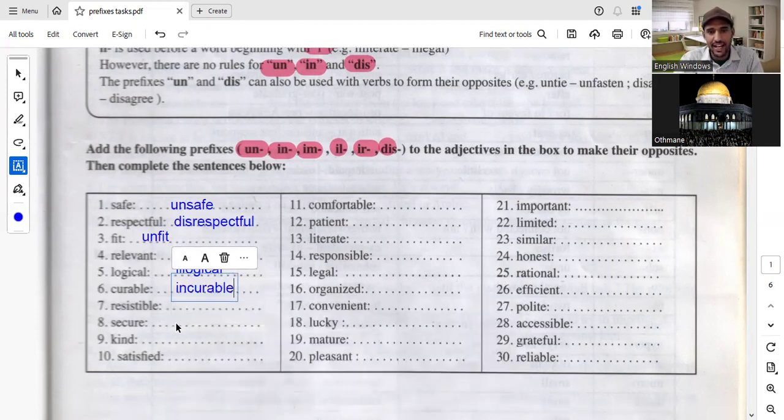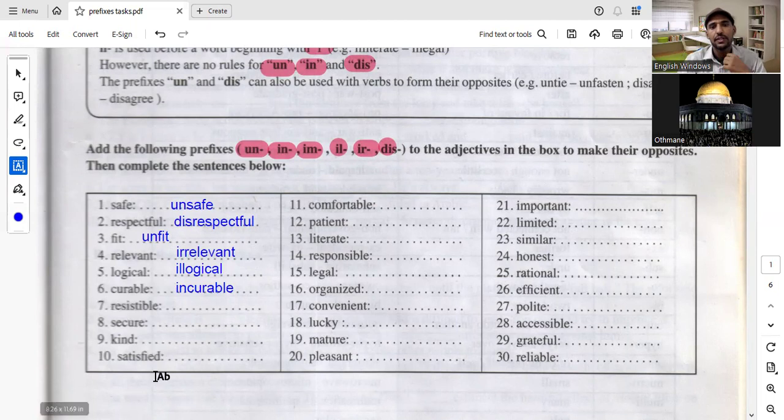Okay, so the next one is resistible, irresistible. Great, that sounds good. We say here irresistible. Well, what does curable mean first? Because we need to understand the meaning of both the word and its opposite.